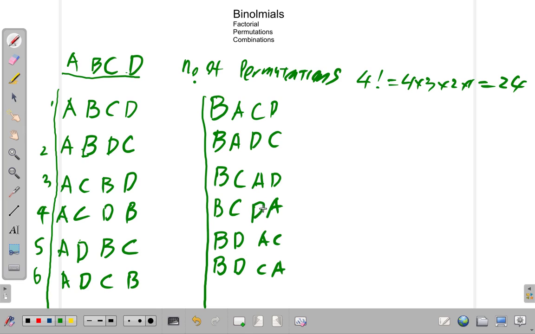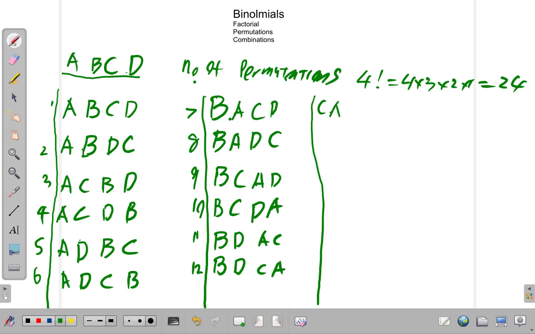Is there any other? Starting with B. We seem to be running out. We have run out of B's. So this would be 7, 8, 9, 10, 11, 12. Okay. Now, let us continue where we're going to start with C.